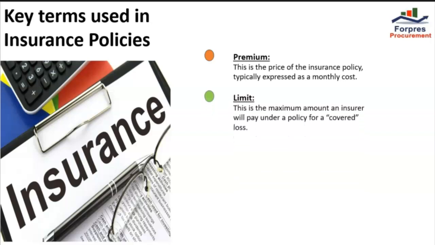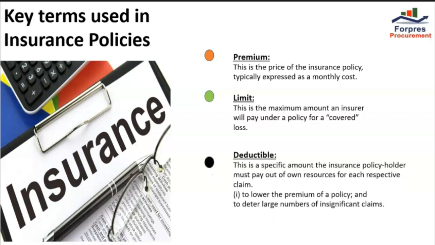This is the maximum amount an insurer will pay under a policy for a covered loss. Such maximums may be set per period, e.g., annually, per each loss or injury, or over the term of the policy, also known as a lifetime maximum.